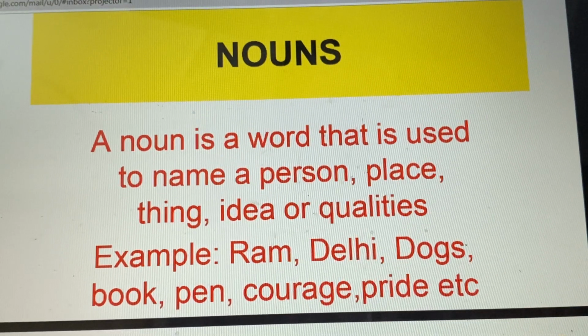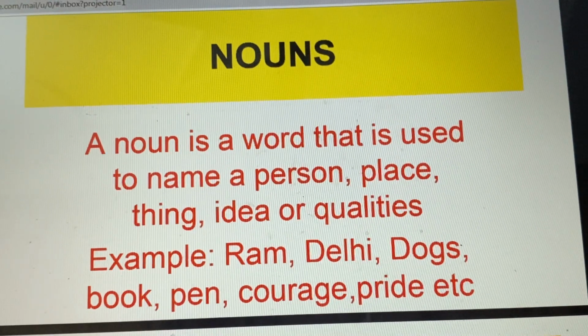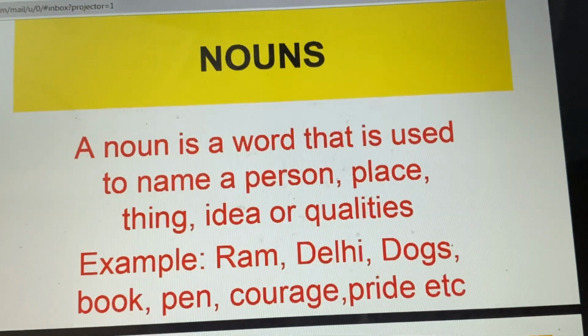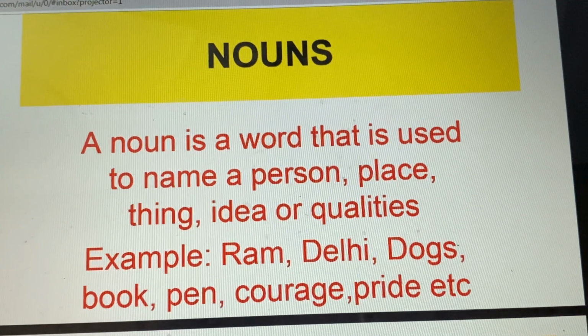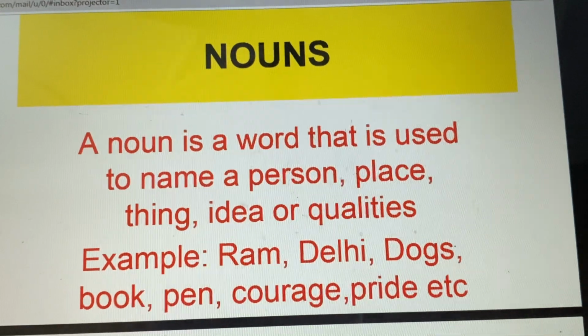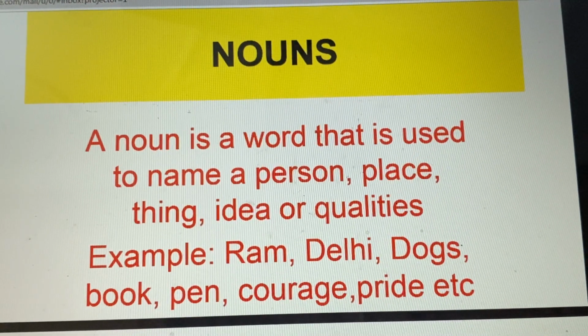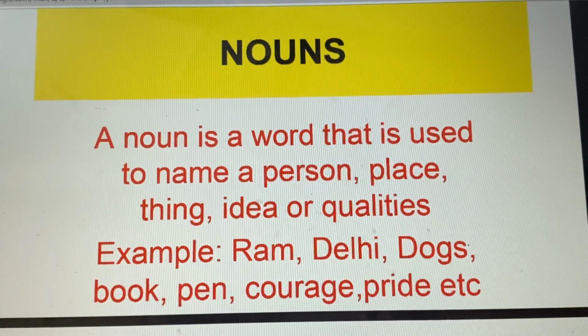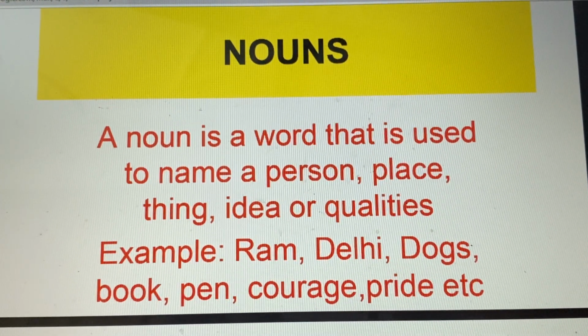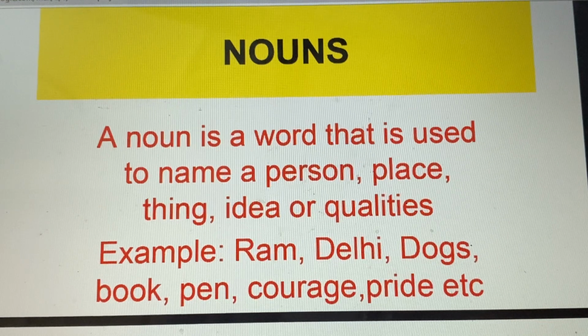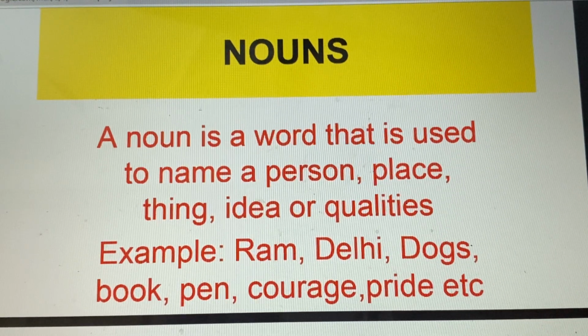Names like Ayan, Ram, Sham. When we are talking about different places, like Delhi, Agra. When we are talking about animals, cats, dogs. When we are talking about different sorts of things, pen, book, paper. And when we are talking about a feeling or an idea, that is love, anger, sadness, pride, and so on. These are the examples of nouns.